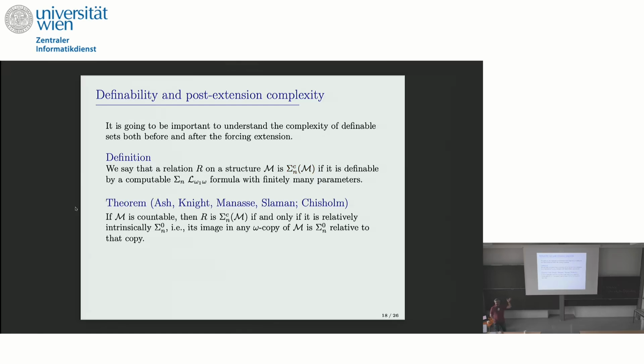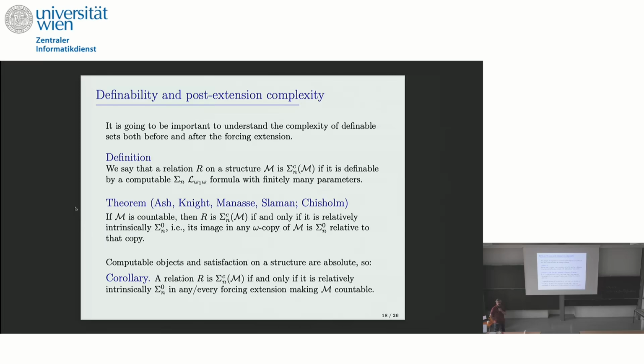It is a well-known theorem in computable structure theory that if M is countable, then a relation is computably sigma n over M if and only if it is relatively intrinsically sigma 0 n. That is, it is sigma 0 n in every omega copy of M. I mean, that's a really nice theorem. It links computability to definability in exactly the way you would want it to for the countable structures. But hey, we're going to make things countable before we think about them.